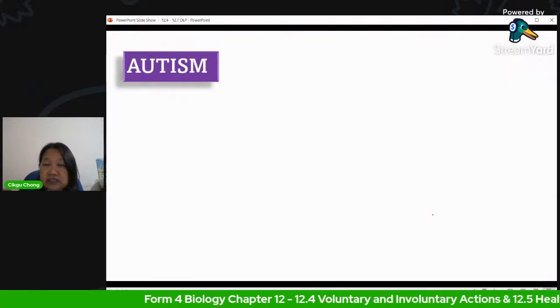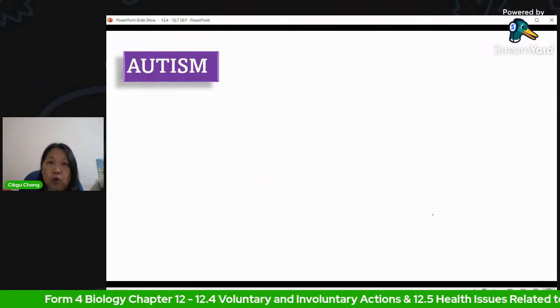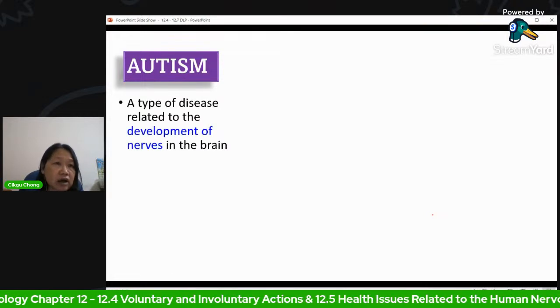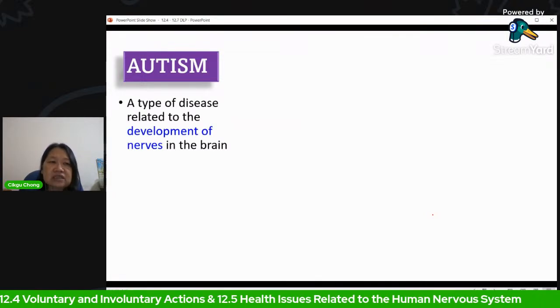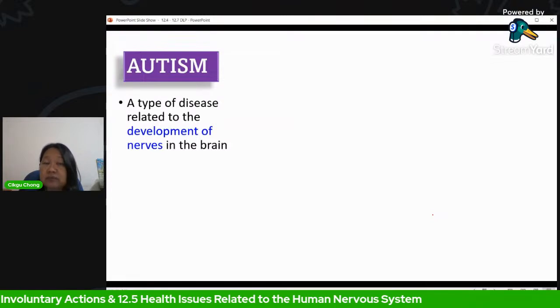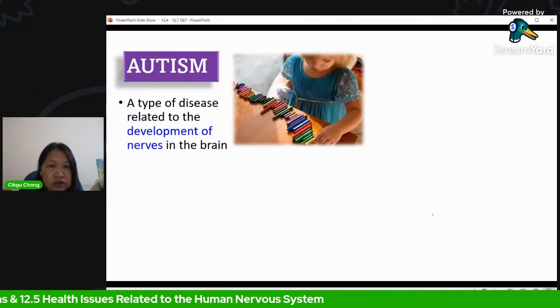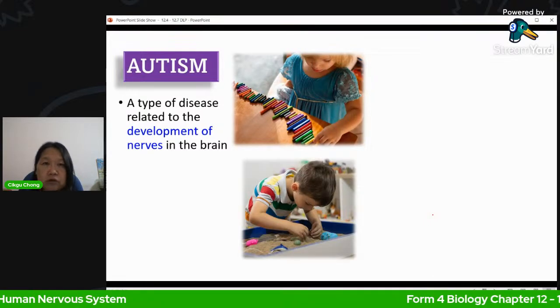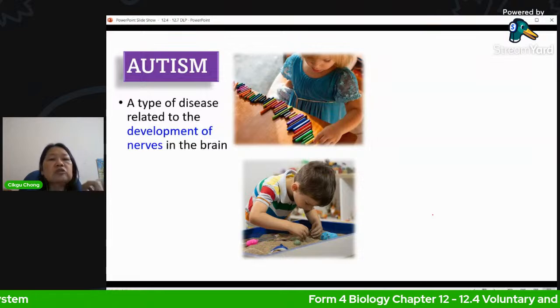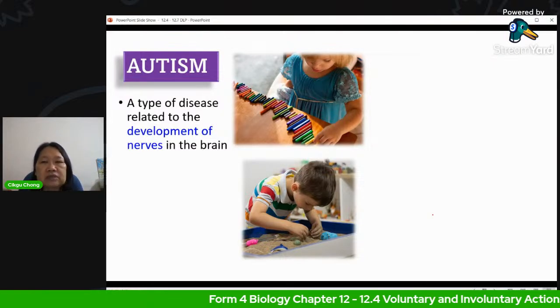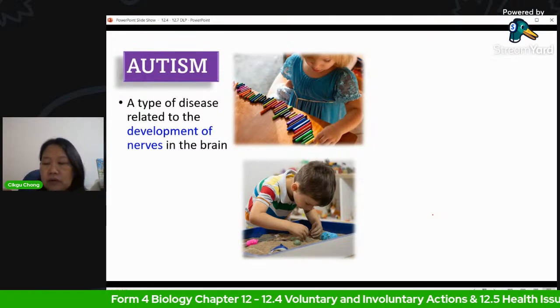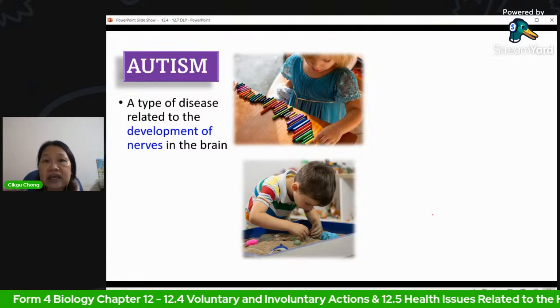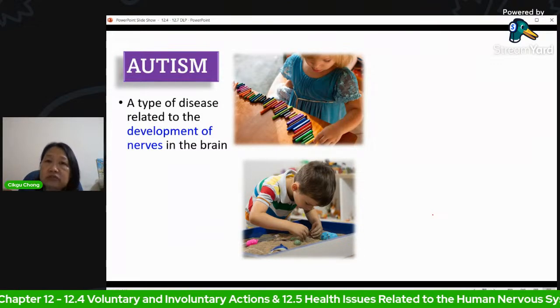Let's look at autism. Autism, very quiet. Students who are autistic. It's a type of condition related to the development of the nerves in the brain, so a problem with the development of the nerves. You see some children, they like to play on their own. They don't like to socialize. You give them a toy, they can play for hours. And sometimes they don't even look at you when you talk to them. When you ask a question, they hear you, but they do not want to interact with you.